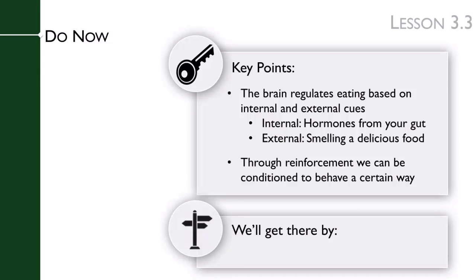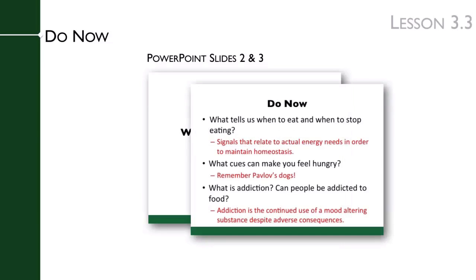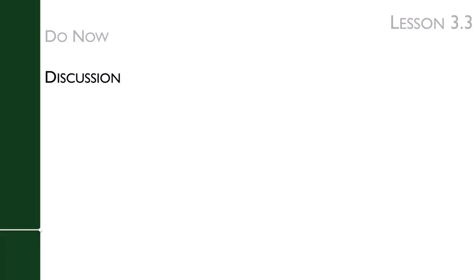We'll get there by having a discussion with the students. You will probe the students to get them to identify some internal and external cues that tell us to stop or start eating. Like Pavlov's dogs, we may want to eat food due to conditioning rather than because of a physiological need for calories and nourishment. Remind students of the definition of addiction and see if they can see similarities between this and overeating.